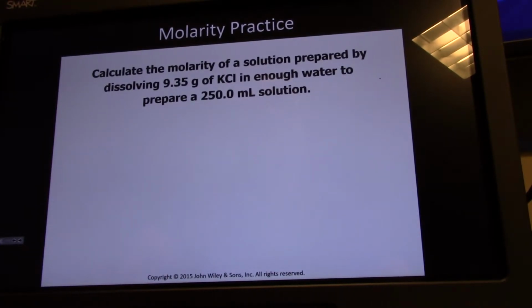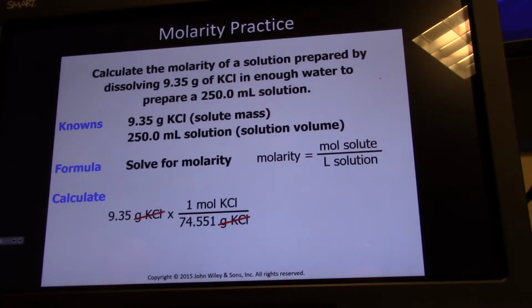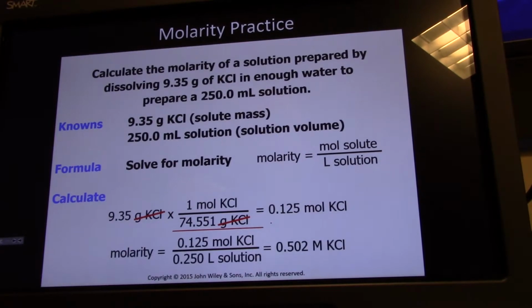So calculate the molarity of a solution prepared by dissolving 9.35 grams of potassium chloride in enough water to prepare a 250 milliliter solution. We got to convert grams to moles. We find the molar mass of potassium chloride with our trusty periodic table. We add up the atomic masses of a potassium and a chlorine. And then we have our moles of potassium chloride divided by our liters, because molarity is moles per liter. And we get 0.502 molar potassium chloride. The molarity is signified by this big capital M, and it's read as molar. This is 0.502 molar potassium chloride.